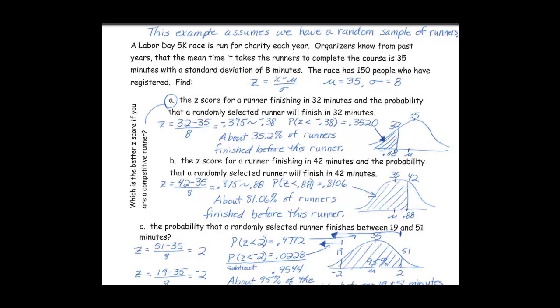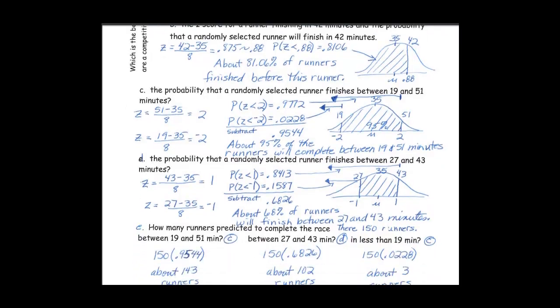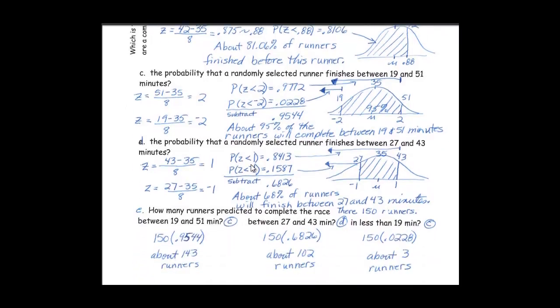Okay, in our next part here, we're going to do some between problems. We want to find the probability that a randomly selected runner finishes between 19 and 51 minutes. I have a real prescribed way that I want you to go about this.